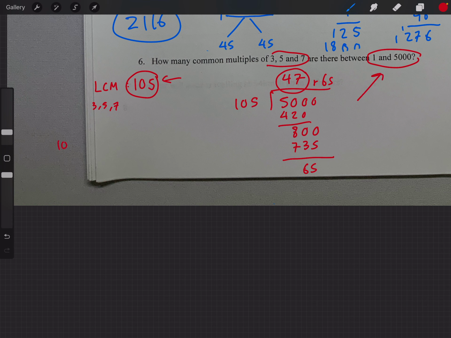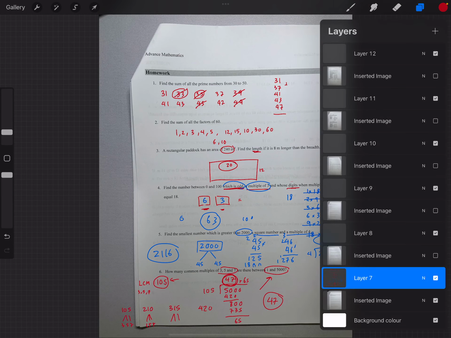So it does 105, and then it does 210. See, all of these numbers are divisible by 3, 5, and 7. Next one will be add another 105, you get 315, and then 420, and so on. Okay. And if you keep going, you'll find out it fits into 5,000 47 times. And that's your answer. Next page.